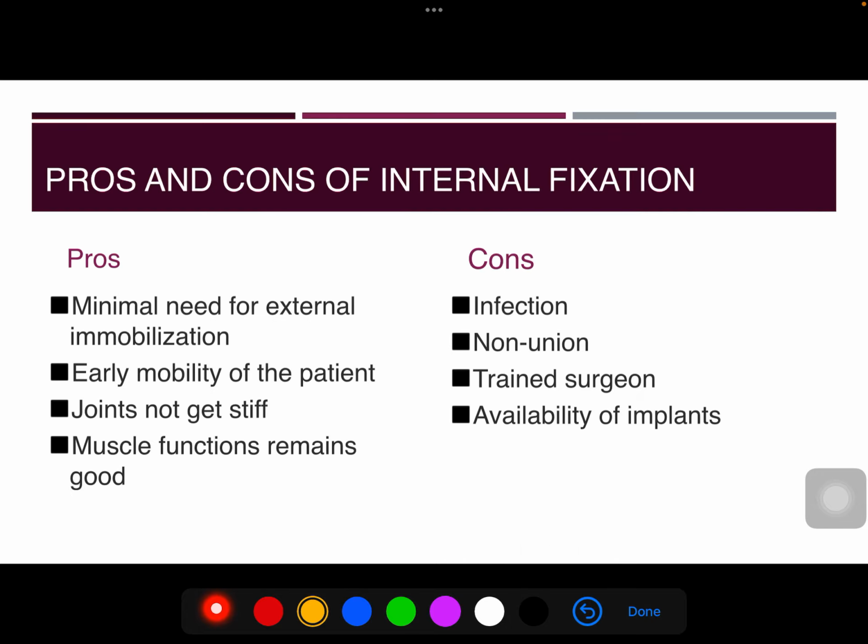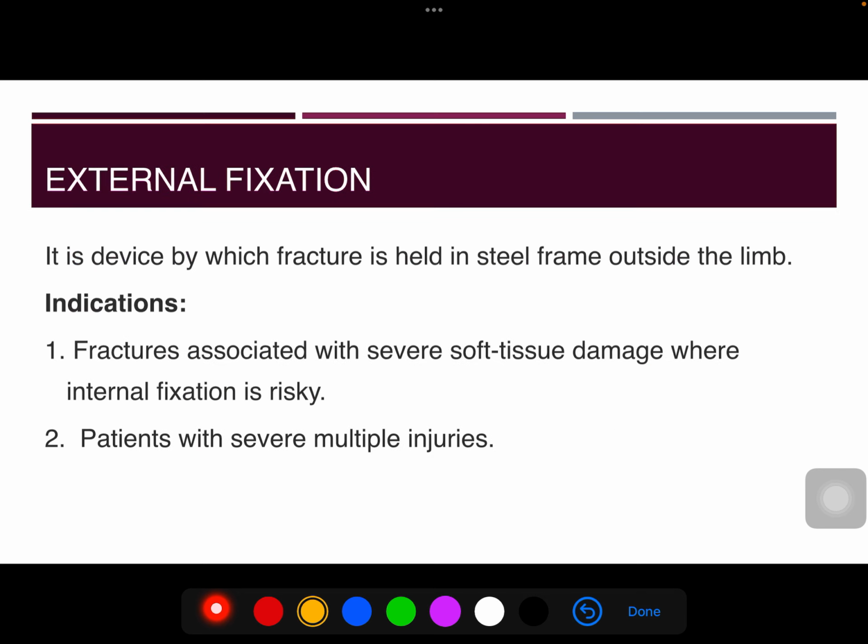So the pros and cons of internal fixation. In the pros, there is minimal need for external immobilization, early mobility of the patient, the joint does not get stiff, and muscle function remains good. And the cons are that it is an open fixation, so there can be a chance of infection, non-union, it requires a trained surgeon, and the availability of the implant are the cons of this internal fixation.